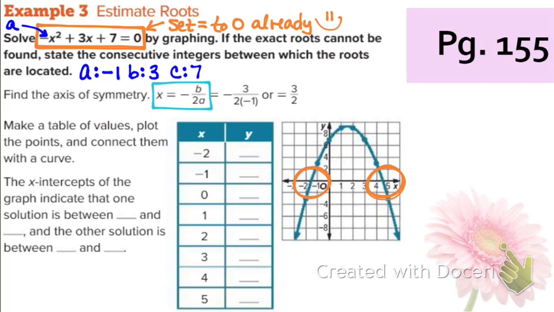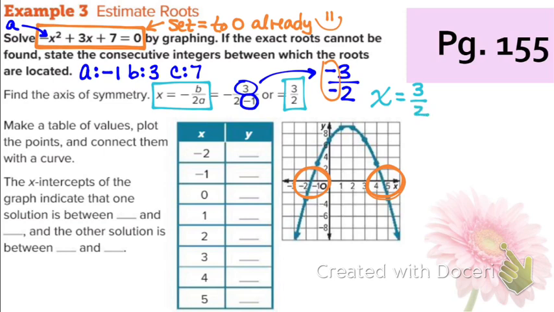So we put 3 up in the numerator. I have negative 1 down here. So this is negative 3 over what? Negative 2. What happens when I divide two negatives? Makes it a positive. So x equals positive 3 over 2 is my axis of symmetry. Is that a whole number? No. What is it as a decimal? It's like 1.5.